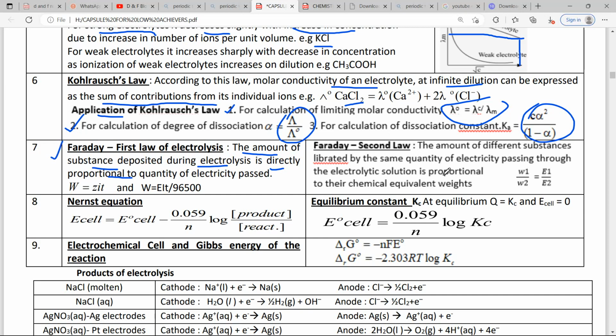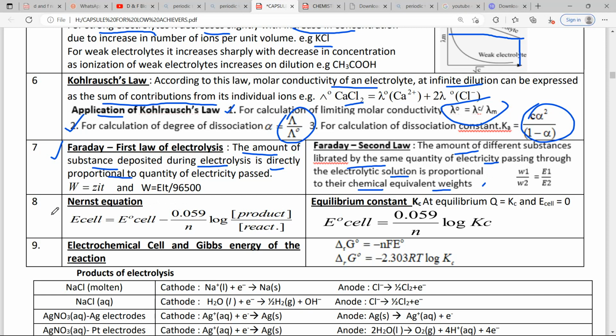And Faraday's second law states that the amount of different substances liberated by the same quantity of electricity passing through an electrolytic solution is proportional to their chemical equivalent weights. That is, if different amounts of substances are liberated at two different electrodes when we pass the same amount of electricity, then that deposition is proportional to the chemical equivalent weights of that particular element. So that is Faraday's second law.